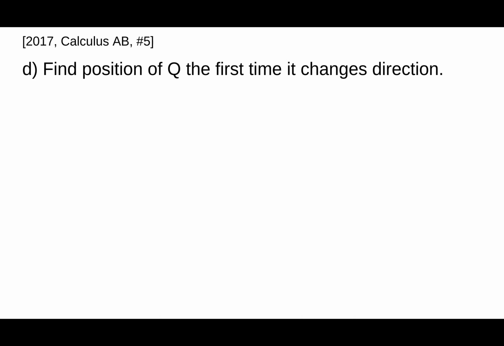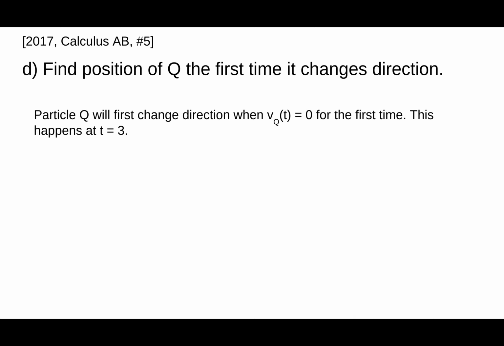In part D of this question, we are asked to find the position of particle q the first time it changes direction. Right, so we have to do a couple of things here. We have to figure out when is the first time particle q changes direction, and then we have to find the position of particle q at that time. So particle q is first going to change direction when vq of t is equal to 0 for the very first time. Given what vq of t is, we've already factored it in a previous part of this question. We know that the first time vq of t is equal to 0 is at t equals 3.